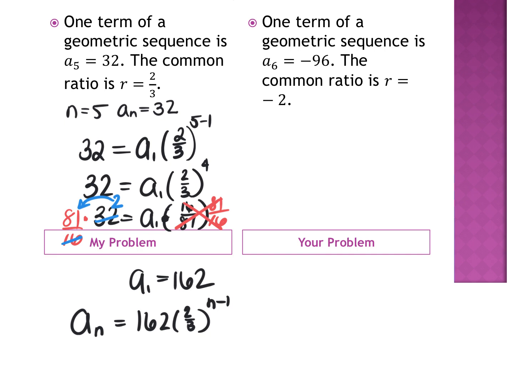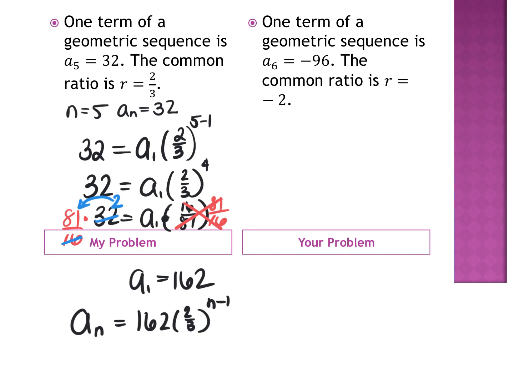Okay, again, pause the video, try this problem. One term of a geometric sequence is a6 equals negative 96. The common ratio is negative 2. Can you write the rule? First, plug everything in and find a1.